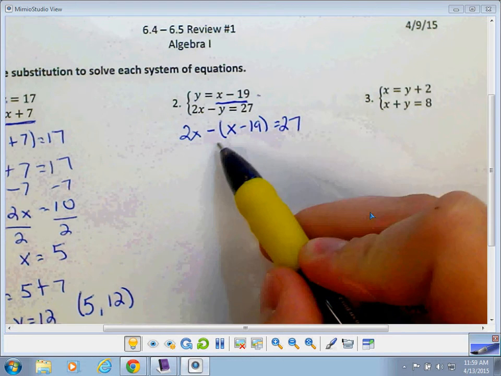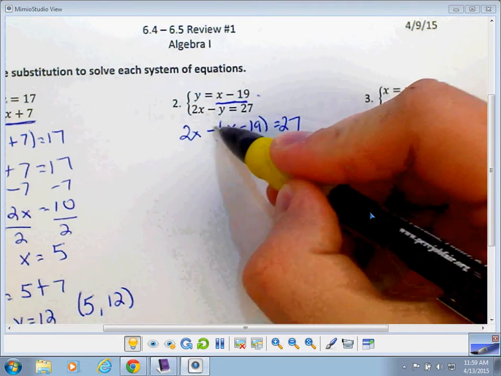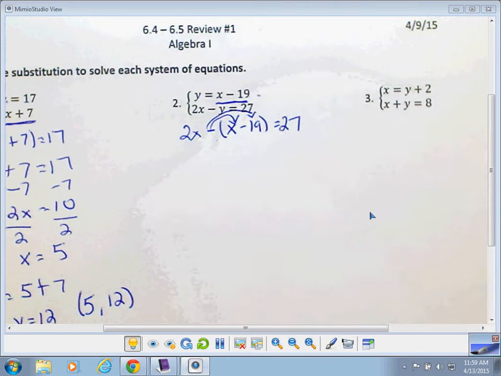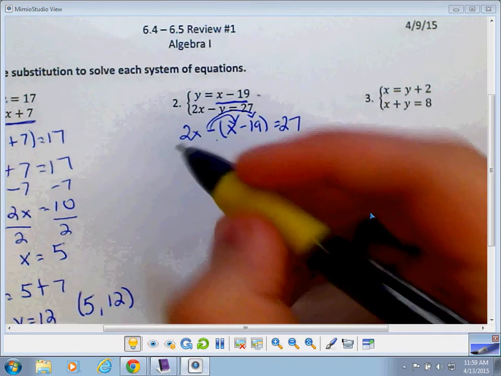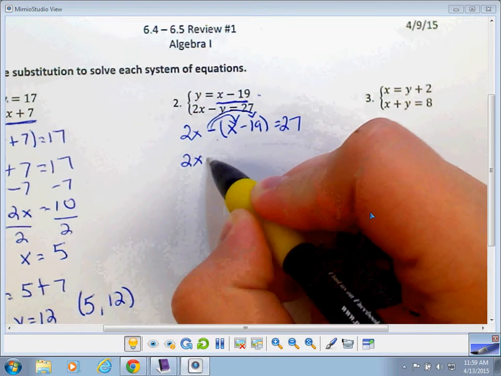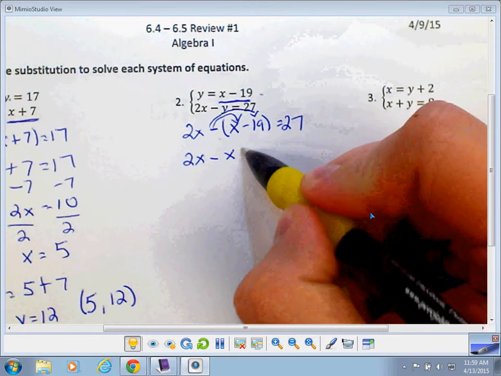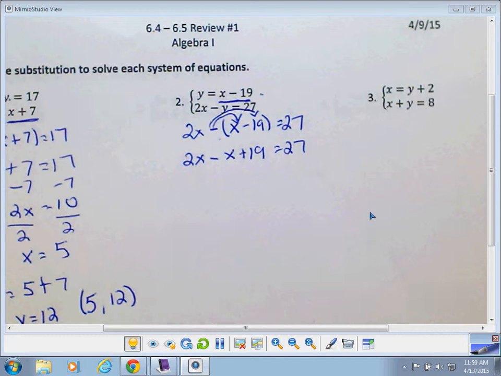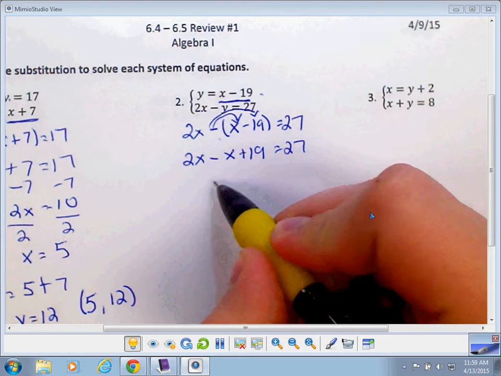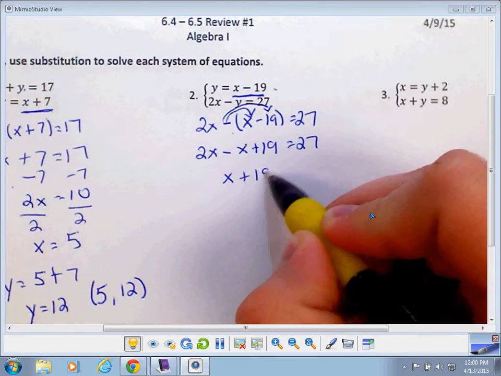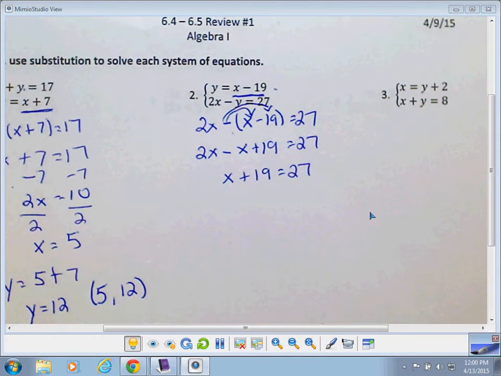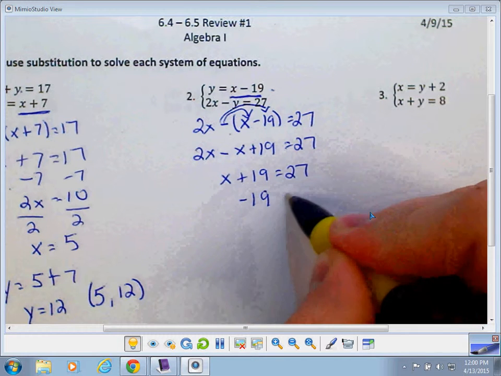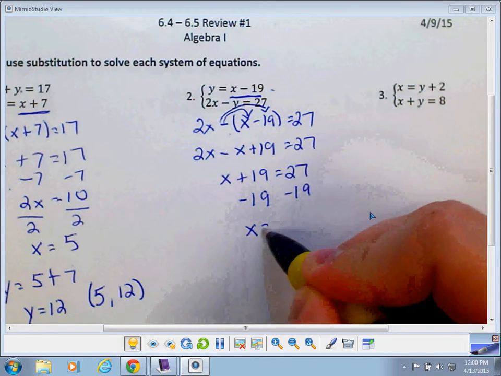So you see we have this negative out in front of the parentheses here, which means we're going to distribute that negative to both the x and the negative 19. So whenever you do that, it should be 2x minus x plus 19 is equal to 27. Next, you want to combine any like terms. In this case, it's x plus 19 equals 27. And then we want to get x by itself. So subtract 19 to both sides, and I get x is equal to 8.